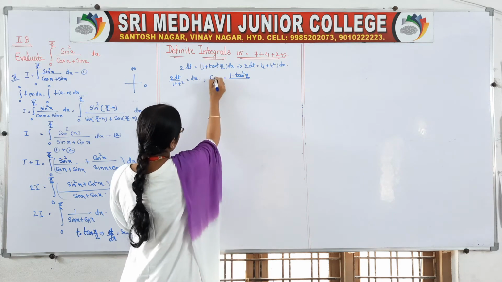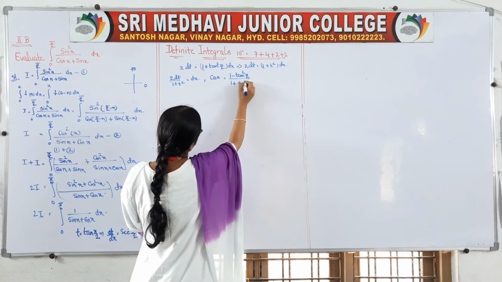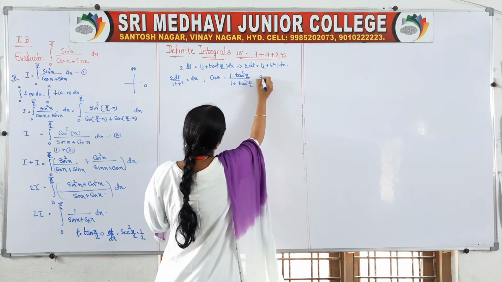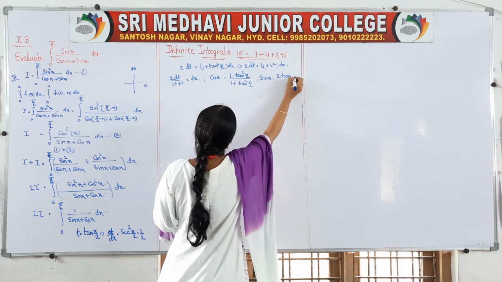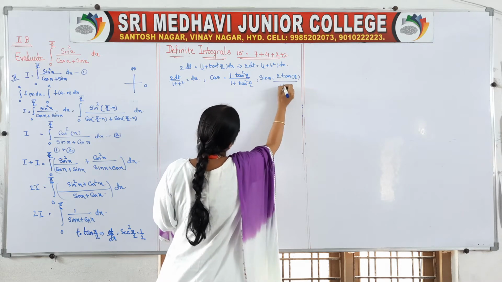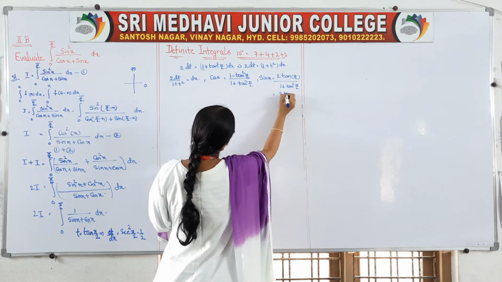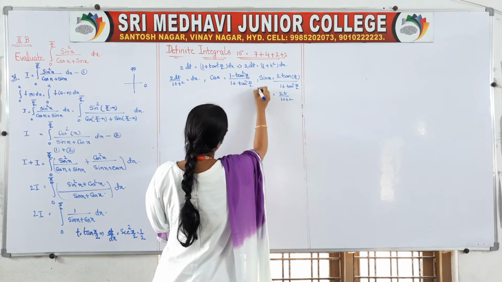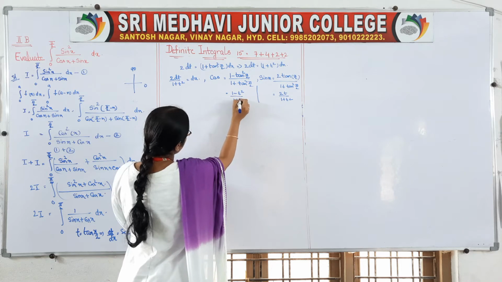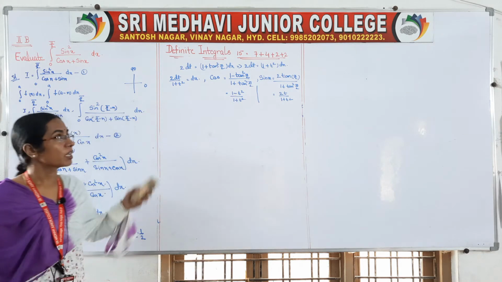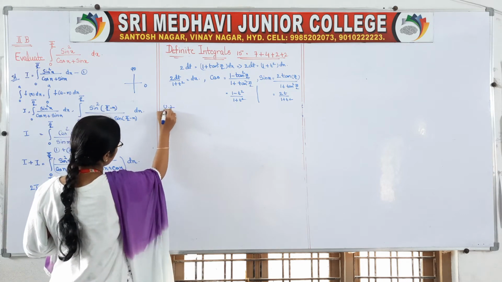cos x is equal to (1 minus tan² x/2) by (1 plus tan² x/2). And sin x is, what is the value? 2 tan x/2 by 1 plus tan² x/2. Okay, so this is 2t by 1 plus t², and this is (1 minus t²) by (1 plus t²). Now your entire values are in terms of t, so you change the limits also.